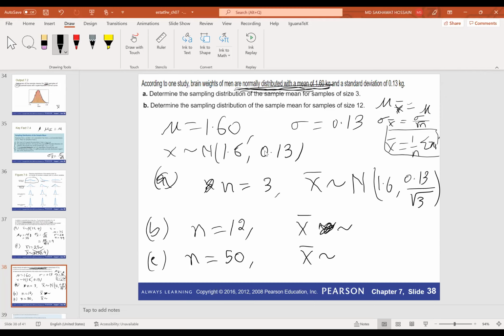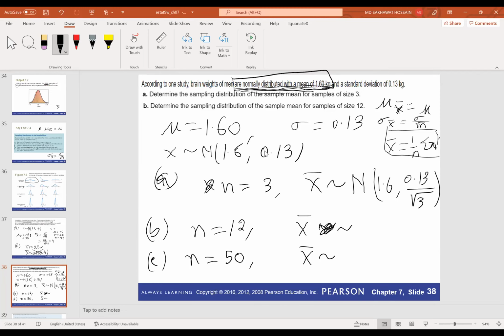Similarly, when n is 12, we are not going to look at the sample size at all in this case, because we know that the original distribution is normal. We look at the sample size only when we do not know the distribution of X. So this will also be normal distribution, 1.6, 0.13 over square root of 12. And this will also be normal distribution with 1.6, 0.13 over square root of 50. So all the X bar will be normally distributed with mean mu and standard deviation sigma over square root of n, because the original distribution is normal.